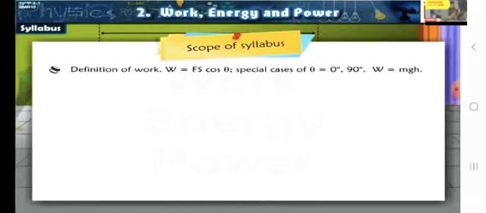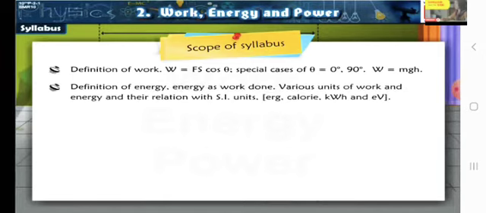W is equal to Fs cos theta. Special cases of theta is equal to 0 degree, 90 degree. W is equal to mgh. Definition of energy. Energy as work done. Various units of work and energy and their relation with SI units. Erg, calorie, kilowatt hour. An electron volt.